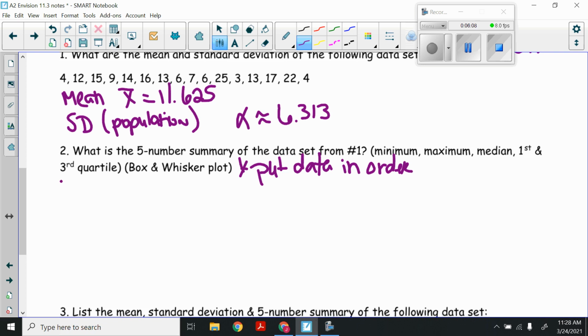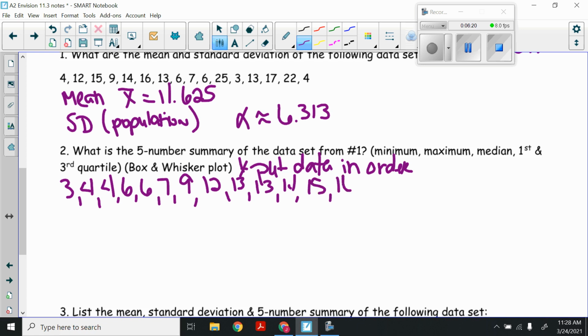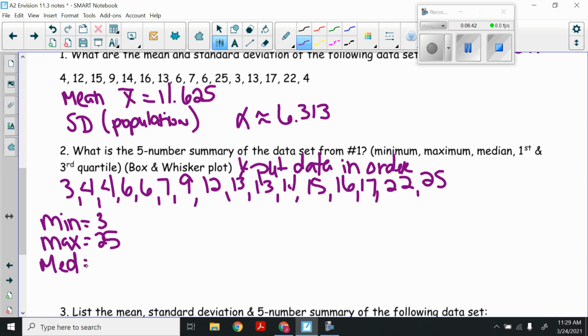So when we do that, we have 3, 4, 4, 6, 6, 7, 9, 12, 13, 13, 14, 15, 16, 17, 22, and 25. The minimum, that's going to be easy to see. Our minimum is 3. Our maximum is 25. Remember that if they had asked me to find the range, I just subtract the minimum from the maximum. The median, that's the number in the middle.